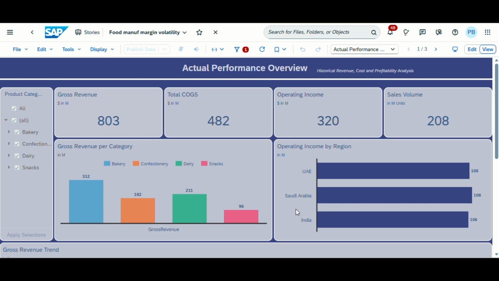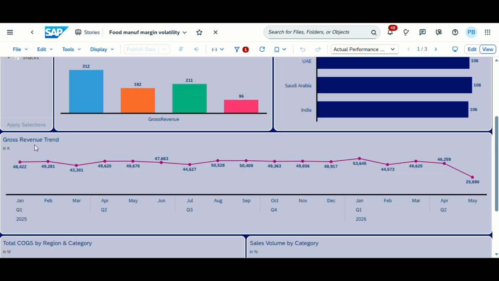Next, we have gross revenue trend. The gross revenue trend shows monthly revenue performance from January 2025 to May 2026. Revenue remains relatively stable between $43,000 and $53,000 for most months, reaching a peak of approximately $53.6 thousand in January 2026, before declining to around $25.7 thousand in May 2026. These trends help business leaders monitor revenue performance over time, identify changing market conditions, and make informed business decisions.